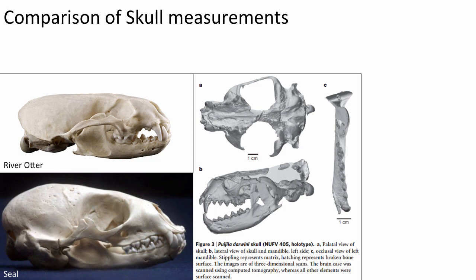Along with a number of other techniques, researchers compared skull measurements, looking at things such as the size of the eye socket, the position of the eye socket, shape of the teeth, number of teeth, and other key features within the skulls of river otters and seals and this P. darwini. And they concluded that this is an ancient seal. And comparing skull shape and morphology is what you guys are going to be doing in this next lab.